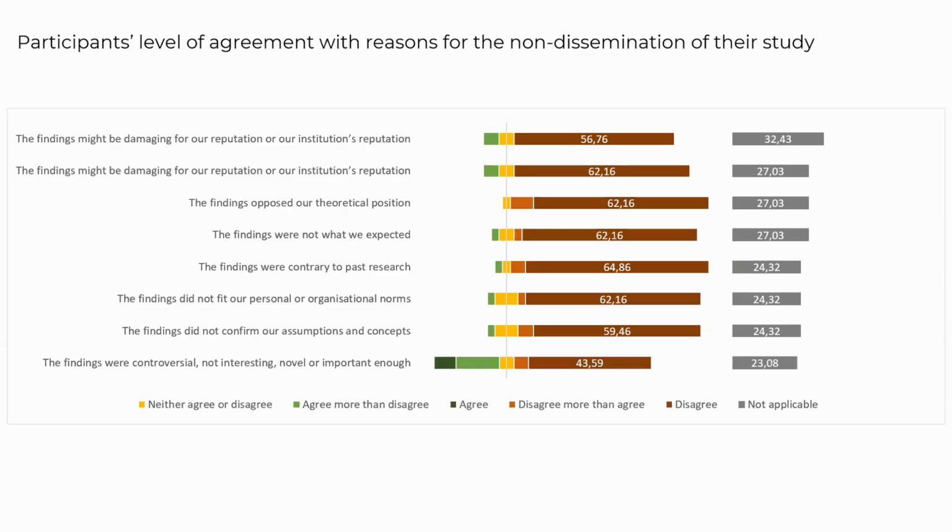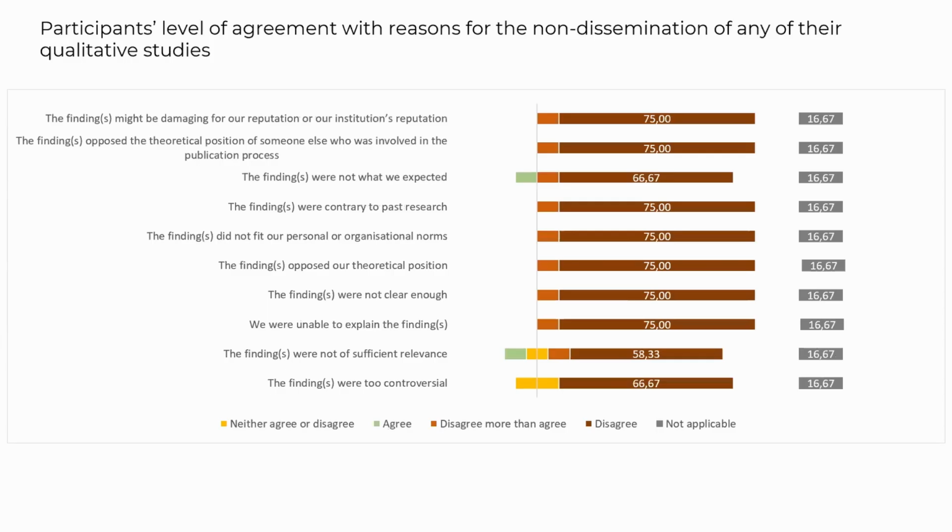We also asked them about the reasons for non-publication, and most of the participants disagreed that the content or message were factors that influenced the dissemination decision. Only few agreed that when the findings were controversial, not interesting, novel, or important enough, this influenced their decision of whether to publish or not.